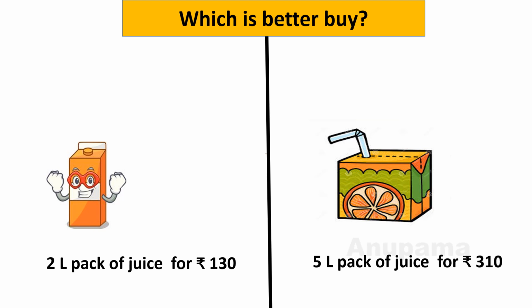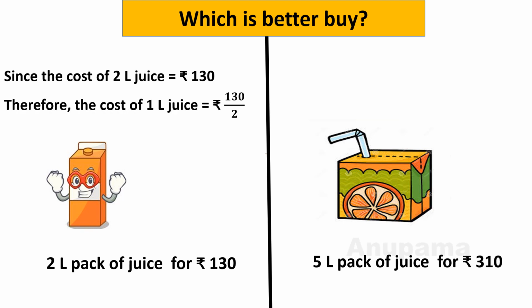So for the first case we will see, since the cost of 2-liter juice equals rupees 130, therefore the cost of 1-liter juice equals rupees 130 divided by 2. Let us divide, and to divide it is very simple. 2 ones are 2 and here 2 sixes are 12, remainder is 1. So here 2 fives are 10. It means unit rate is rupees 65. 1-liter juice cost is rupees 65. Let us do it for the second situation.